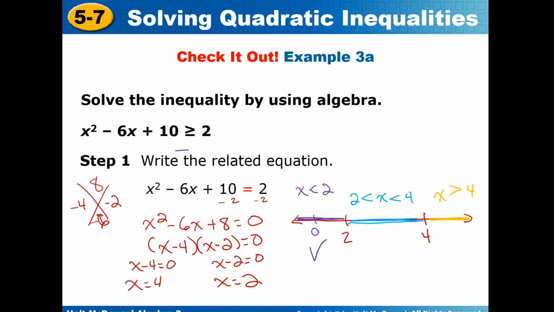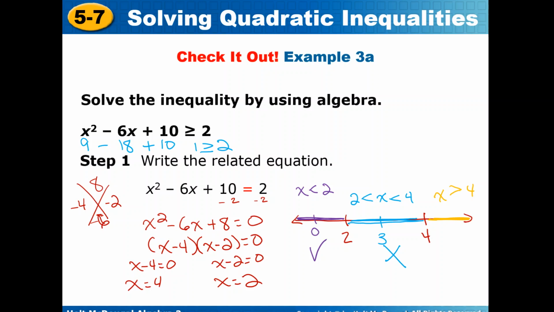Okay, the next place we want to go is the middle region in blue. So let's choose a point in here. Let's choose the point 3. All right, so 3 squared is 9 minus 18 plus 10. 9 minus 18 is -9. -9 plus 10 is 1. Is 1 greater than or equal to 2? No, it is not. That is not true. So we'll put an X in there.